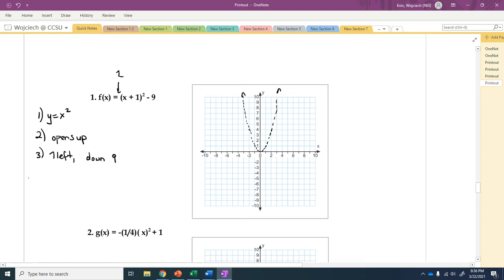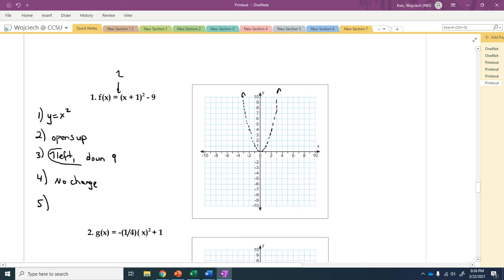Okay. Step 4, determine whether it's narrower or wider. Since this is 1, it's really not going to affect the function, so no change. It's not going to be narrower or wider. Okay, number 5 is where is the vertex.